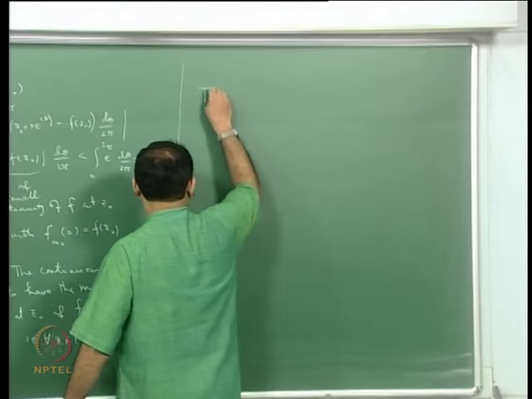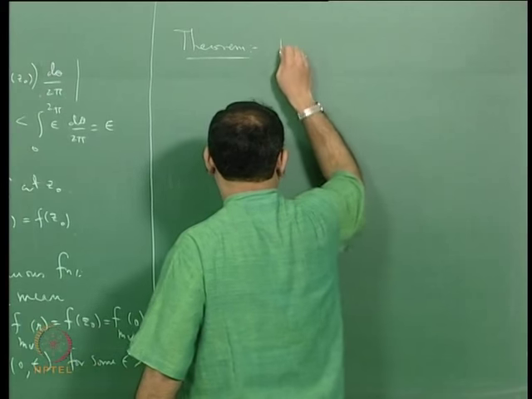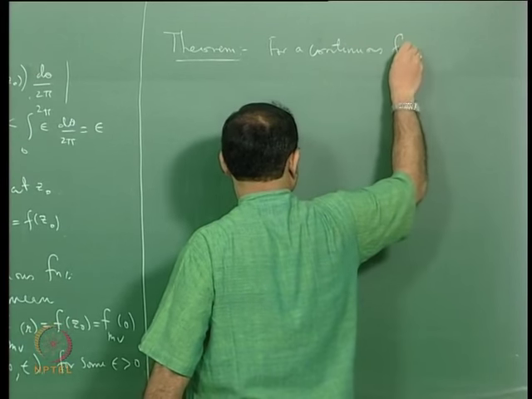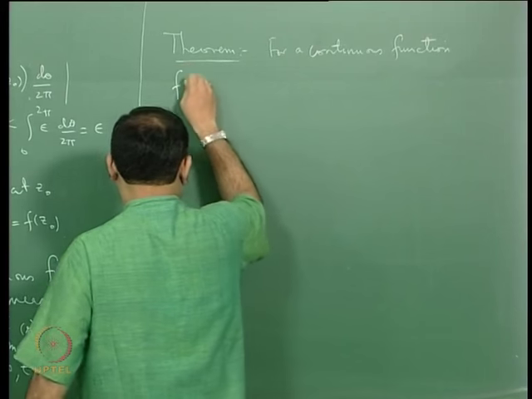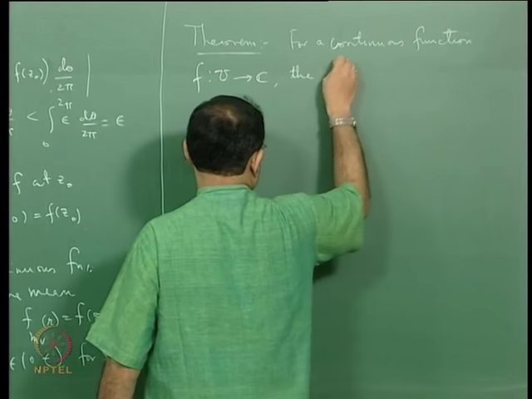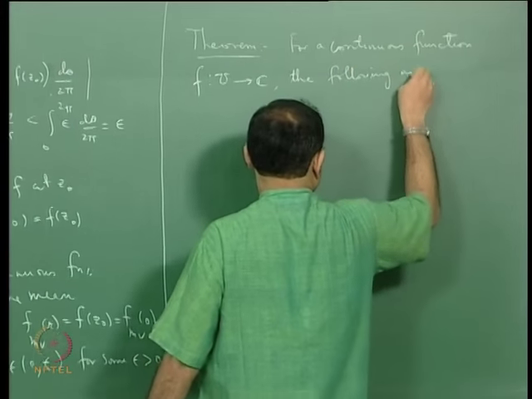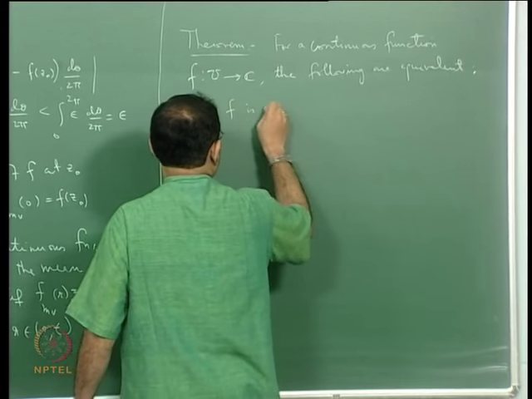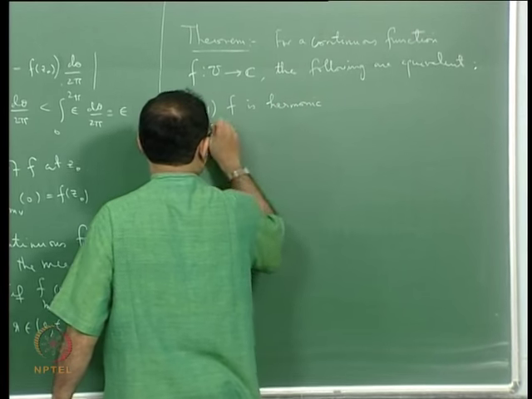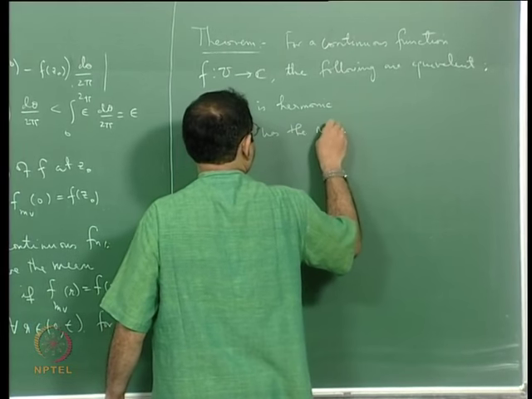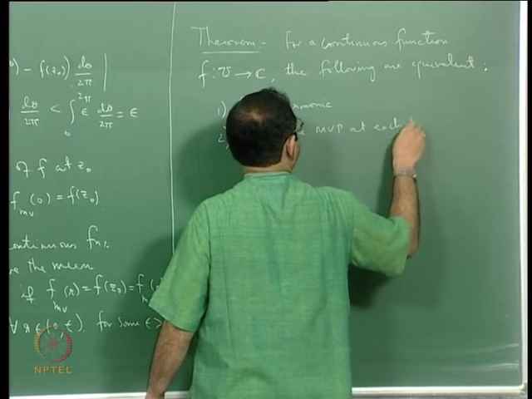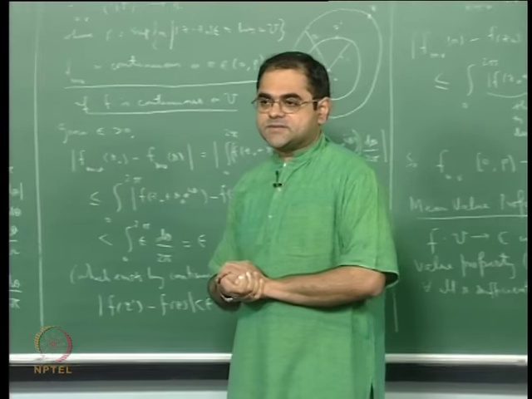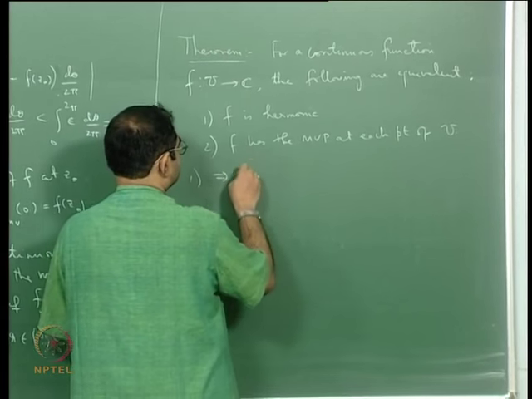So here is the theorem. For a continuous function f from U to C, the following are equivalent. Number one, f is harmonic. Number two, f has the mean value property at each point of U. So it is an amazing equivalence. See, one implies two is easier.